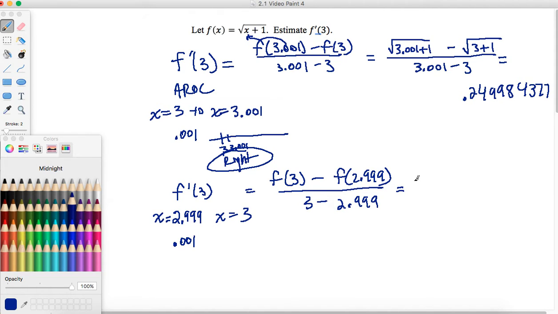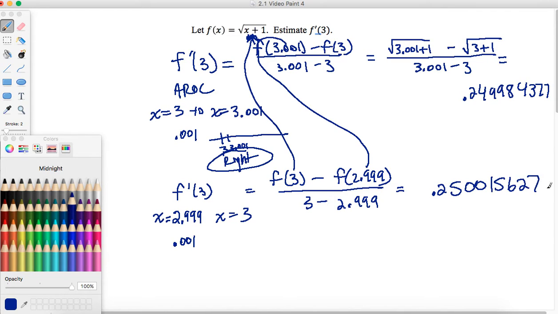And so I put that in my calculator. After I plug in 3 into my function, then I'll go through the process of plugging in 2.999. And when I do that, I'm going to get 0.250015627. And then an alternative approach is to kind of come through the center, right?